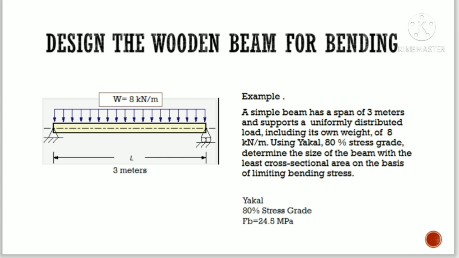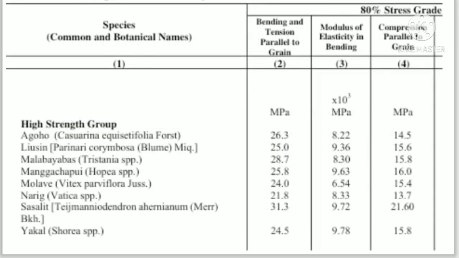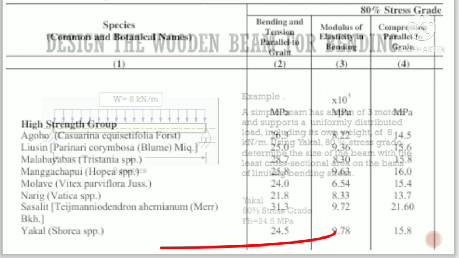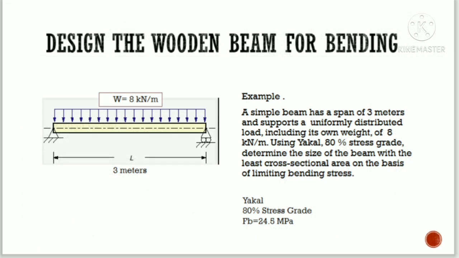Okay, so we have a sample problem. A simple beam has a span of 3 meters and supports a uniformly distributed load, including its own weight, of 8 kN per meter. We're using the Yacal 80% stress grade, and we're going to determine the size of the beam with the least cross-sectional area on the basis of limiting bending stress. The allowable bending stress for Yacal 80% stress grade is equal to 24.5 MPa or megapascal.